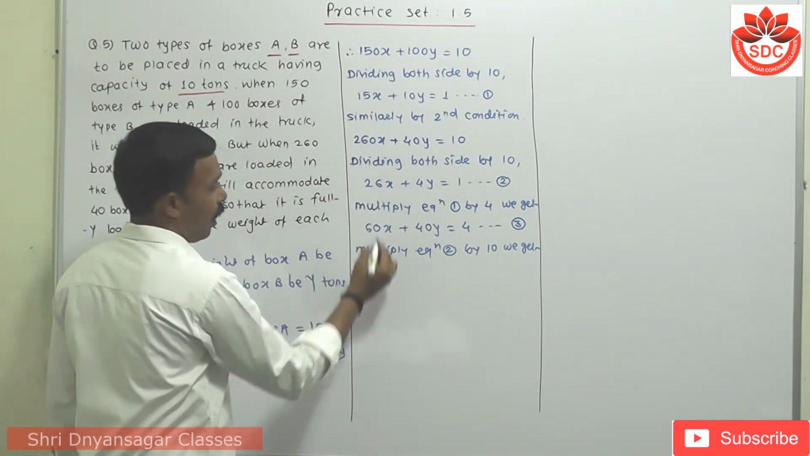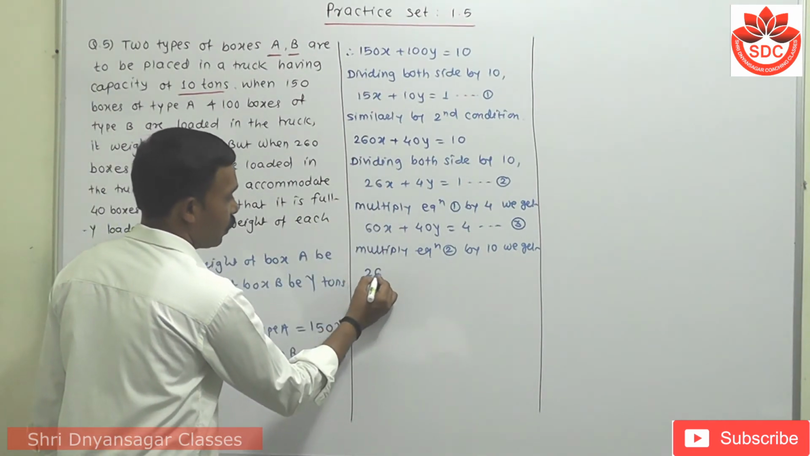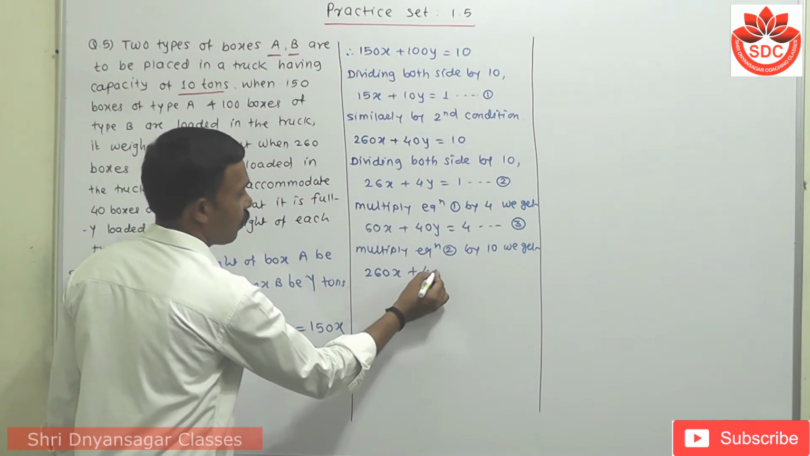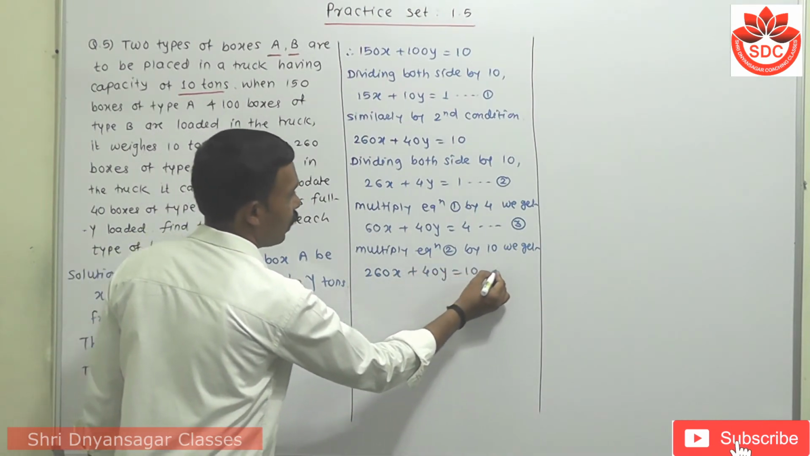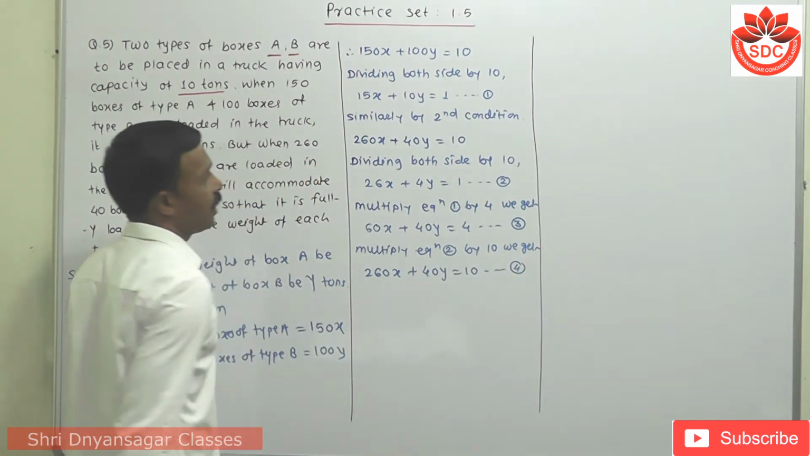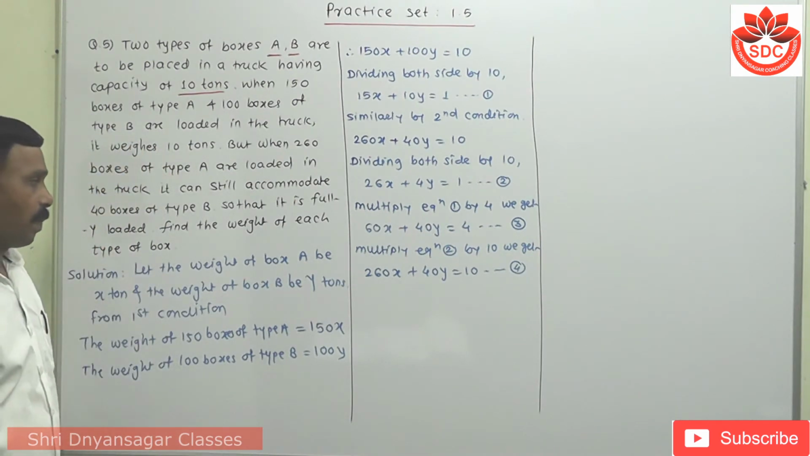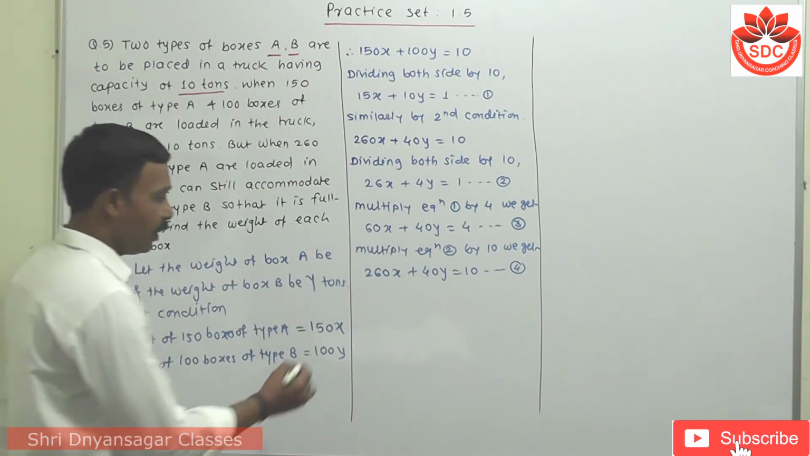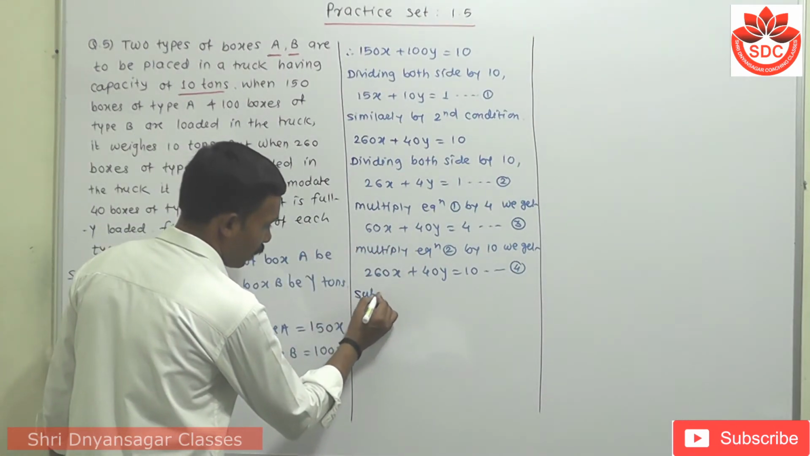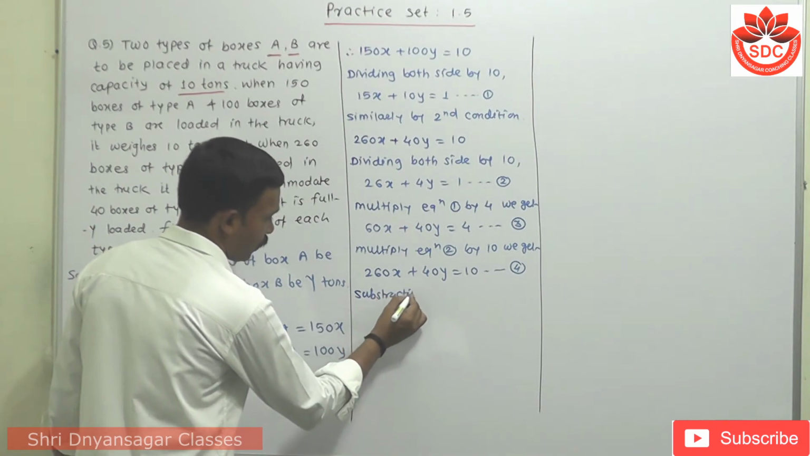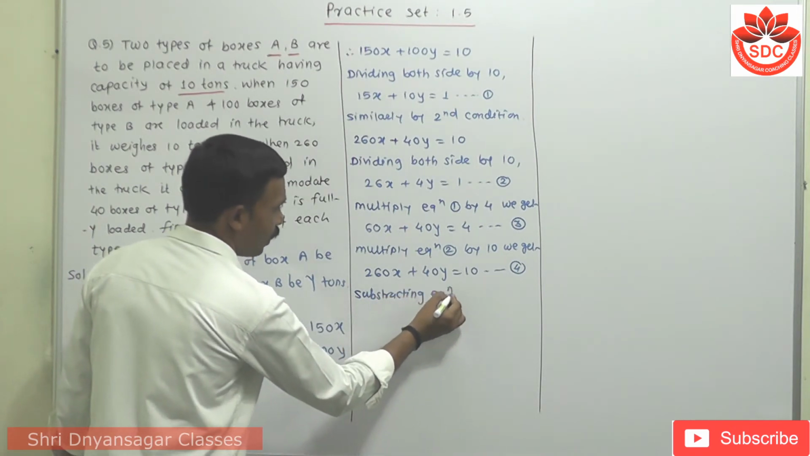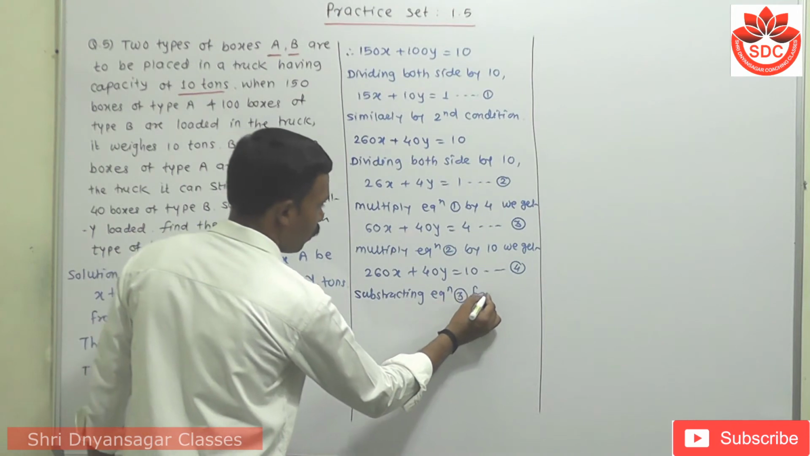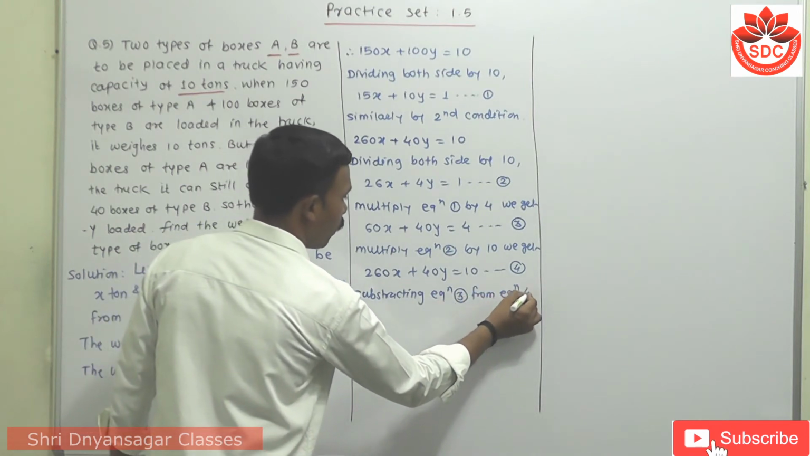ठीक आहे चला. Now when we multiply it, it becomes 60x plus 40y is equals to 10. This is equation number, suppose, 4. Now we can subtract equation 3 from equation 4. So I will write here, subtracting equation 3rd from equation 4.